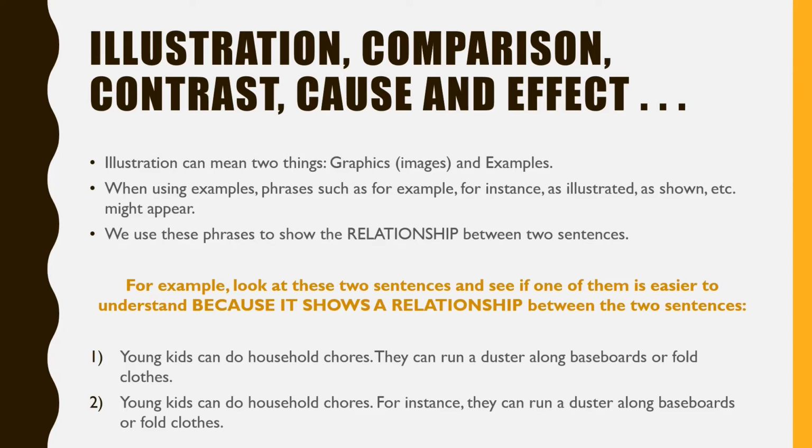Young kids can do household chores. They can run a duster along baseboards or fold clothes. The second example, young kids can do household chores. For instance, they can run a duster along baseboards or fold clothes. You can see the second sentence shows a relationship between the two sentences and therefore makes it much more clear to understand.